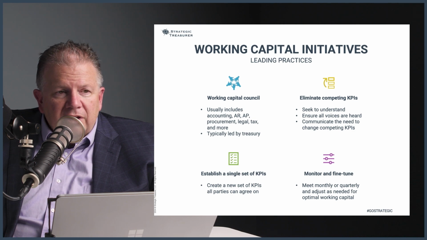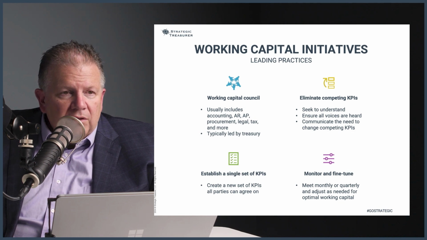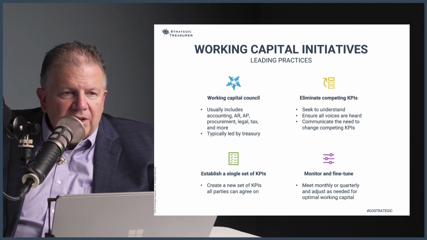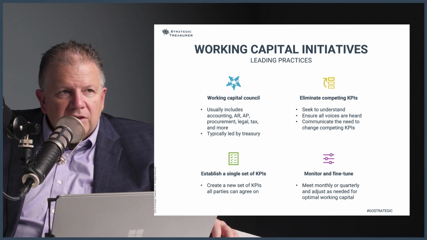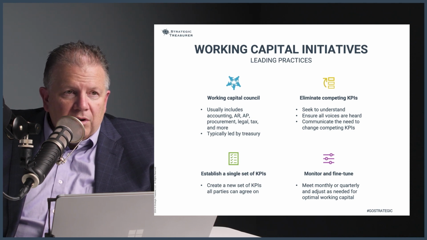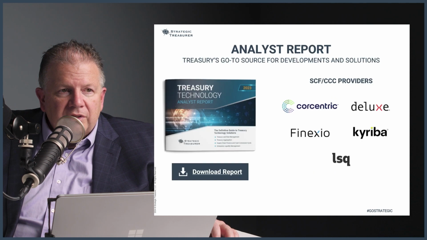And then monitor and fine-tune. This is the idea of we're meeting, we're making adjustments, we're making improvements over time, but let's have accountability. One of the ways of having accountability and visibility is having not only reports, but meetings and making adjustments to accomplish your objective. So really good things to focus on here, initiatives. Those are leading practices. There's quite a bit more, and if you look in the analyst report, you'll see more information as well.